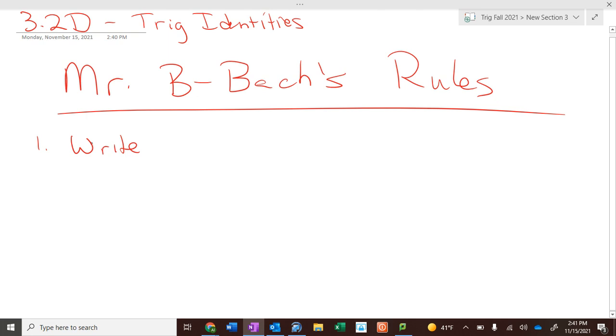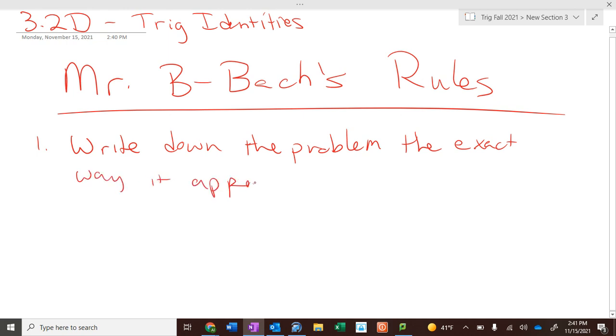Step 1: write down the problem. No, the exact way it appears in the book. Okay, write down the problem the exact way it appears in the book.